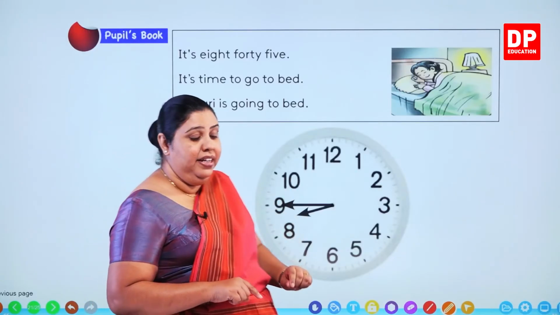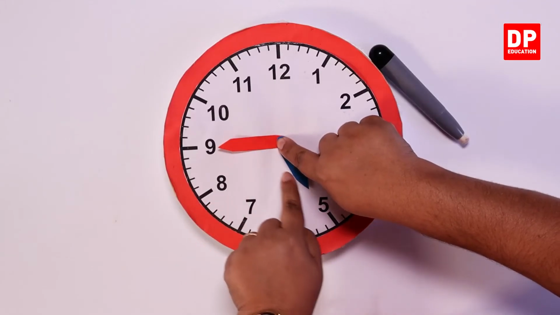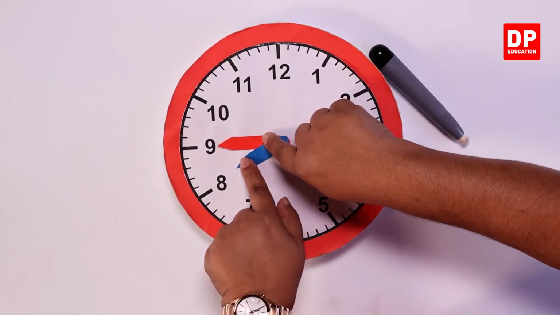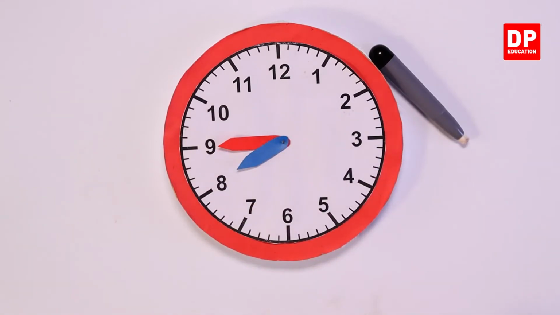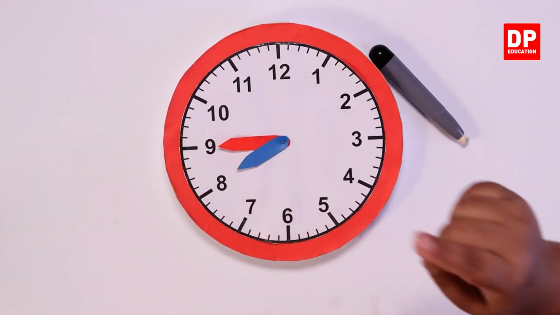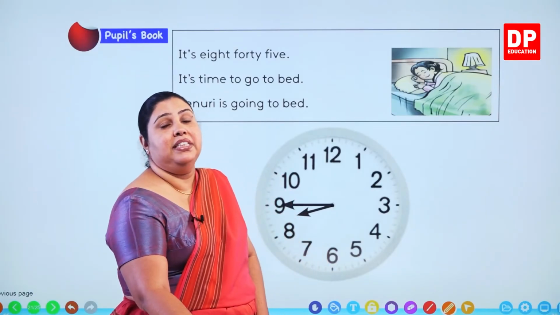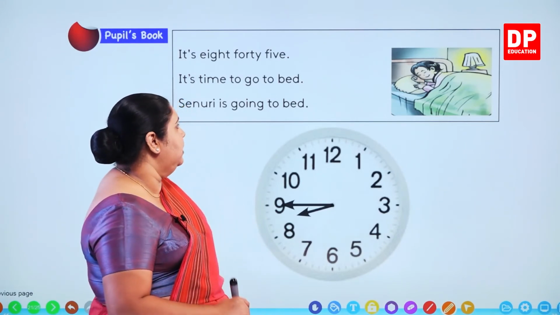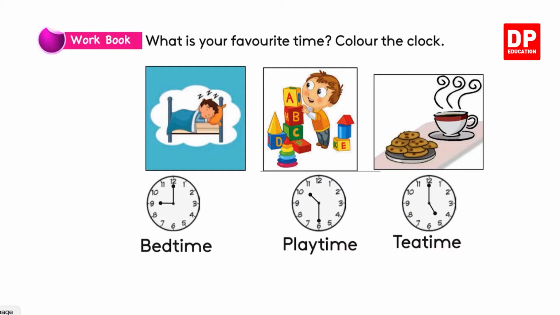Can you see here? Even in your book you have when the long hand comes to number 9, it is 45 minutes and what is the hour? 8. So now it is 8:45. The short hand is in number 8. The long hand is in number 9. 8:45 is the time and what is Senuri doing? She is going to go to bed. She is going to sleep. So that you can see in your pupil's book in the page.